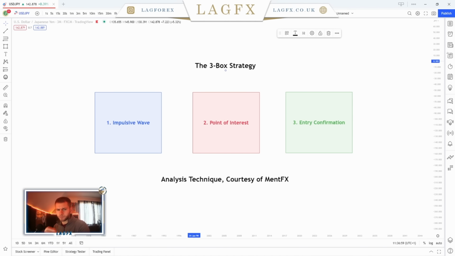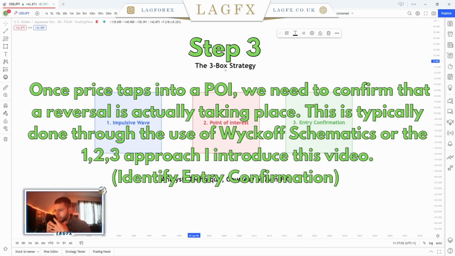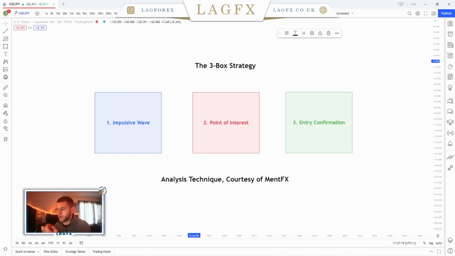And then finally, number 3, that is understanding Wyckoff schematics or any form of entry confirmation that you want to use. Okay, well, price has now tapped into that point of interest. How can we find confirmation that we are definitely reversing here? Because yes, price may just tap, but that doesn't mean that price isn't going to fall through that zone and do something different that we cannot predict. How can we view what happens in that region to decide, okay, that is exactly what we need to see in order to enter a position on the market?